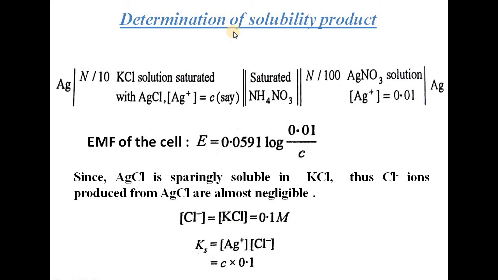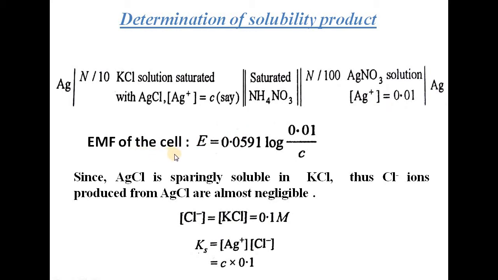For example, we are taking here this cell. In this case, silver is in contact with silver chloride and is in contact with a solution of KCl of normality 1 by 10. And here the silver electrode is in contact with a solution of silver nitrate of normality 0.01 normal.